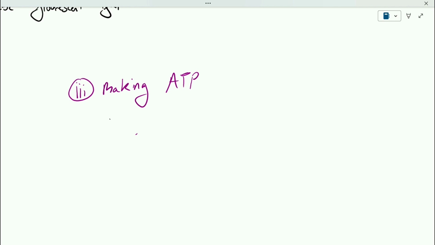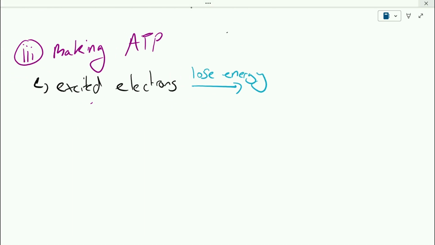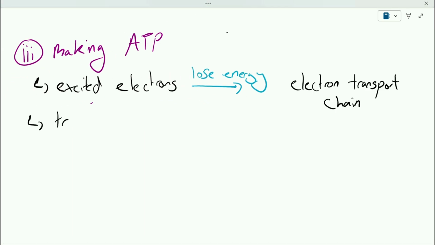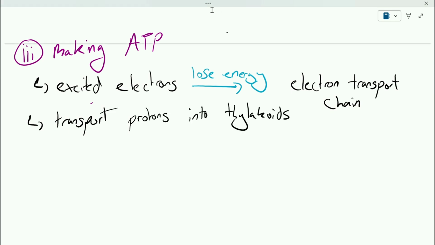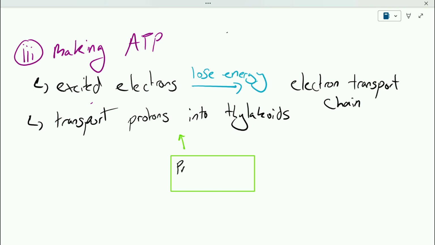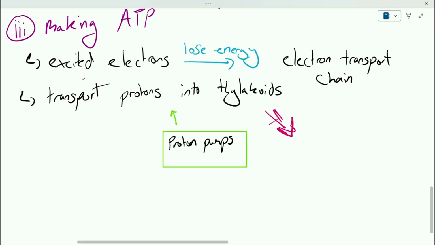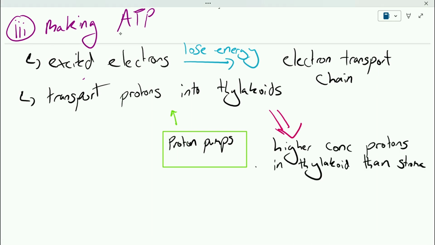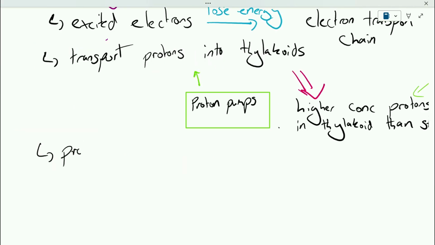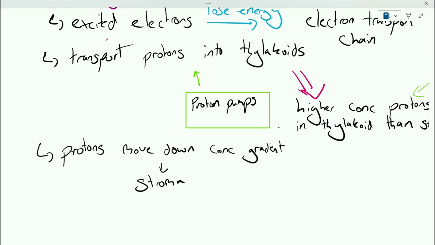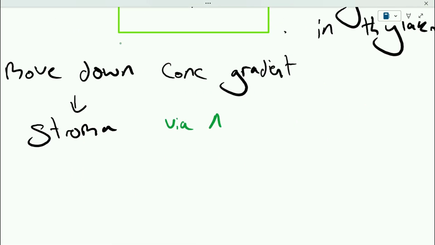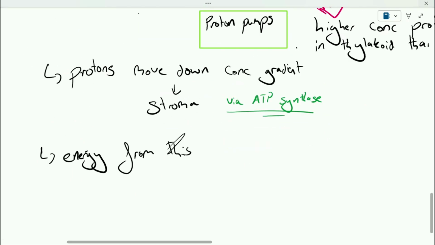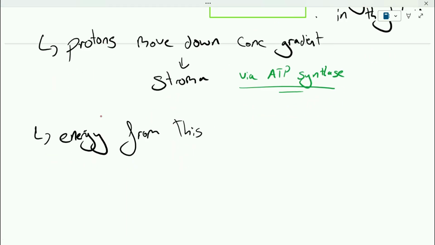The third stage is all about making ATP. So the excited electrons lose energy as they move along the electron transport chain. This energy is then used to transport protons into the thylakoid via membranes called proton pumps. This creates a proton gradient where there's a higher concentration of protons in the thylakoid than the stroma. The result of this is the protons move down their concentration gradient into the stroma via ATP synthase, and this energy of the movement combines with ADP and our inorganic phosphate to form ATP.